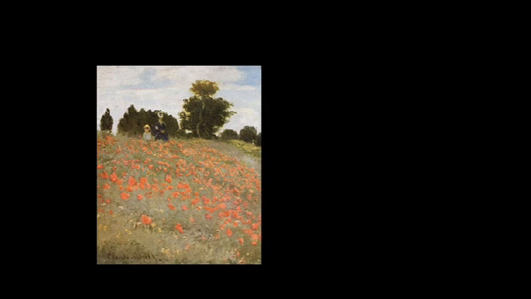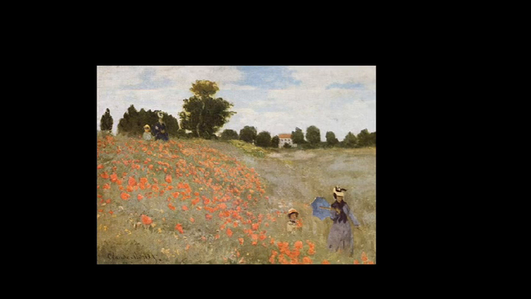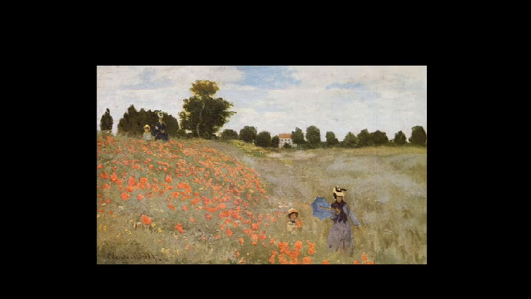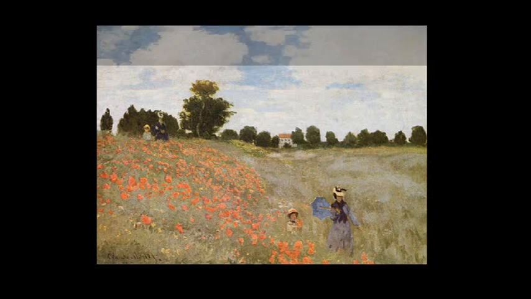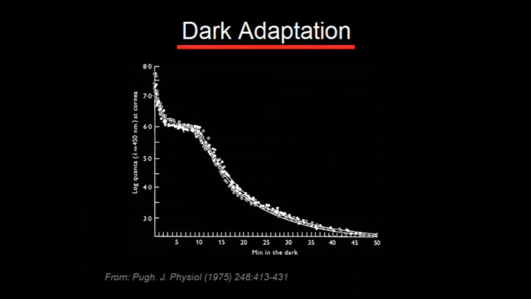As a practical matter, we can ask, how fast do we recover vision when going from bright outdoors to darkness indoors? That can be formally tested by timing how fast the retina can recover light sensitivity after bleaching by a bright light. This graph from the 1975 paper by Pugh shows how vision recovers after light exposure.